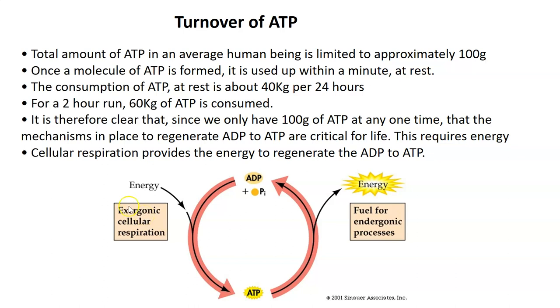We're extracting the energy from glucose. That energy that's extracted by the breakdown of glucose is then harvested to regenerate ADP to ATP. And then ATP is used up in the multitude of biochemical reactions that need to happen in every cell.